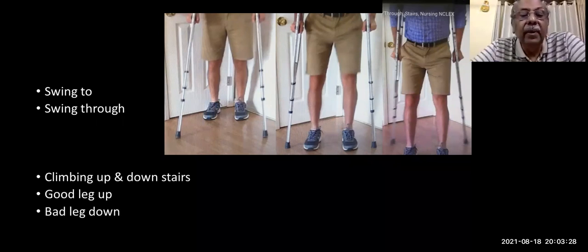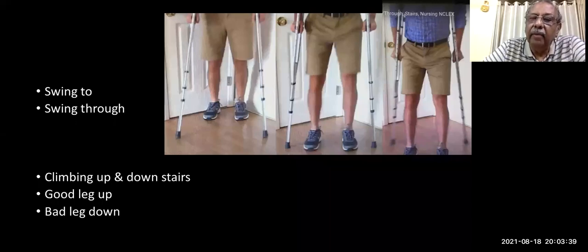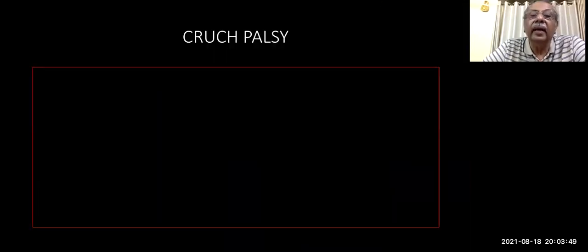Now, how will you climb up and down stairs by using crutches? So always when you climb upwards, the good leg goes up. Always when you climb downstairs, the bad leg goes down. You should remember these two. The good leg up and the bad leg down. Okay? The good leg up and bad leg down.